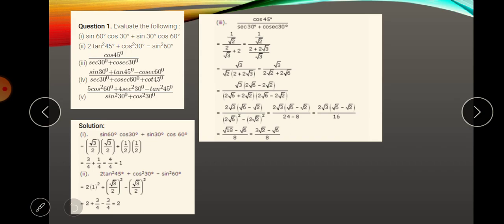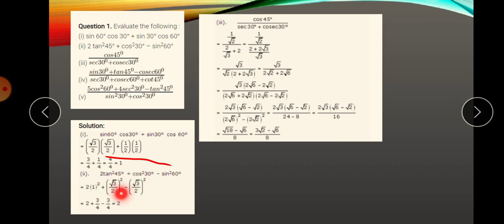Sin 60 cos 30 plus sin 30 cos 60. So what is sin 60? Root 3 by 2. Cos 30 is root 3 by 2. I told you to remember that the sin 60 value is equal to cos 30, and the cos 60 value is equal to sin 30. So root 3 by 2 times root 3 by 2, then 1 by 2 times 1 by 2. 1 by 2 times 1 by 2 is 1 by 4, and in the same way root 3 times root 3 by 4 is 3 by 4. 3 by 4 plus 1 by 4 is nothing but 1.